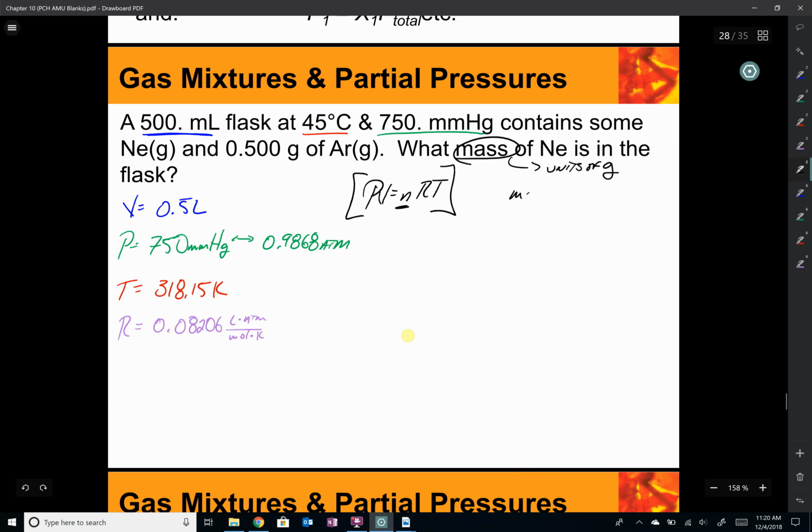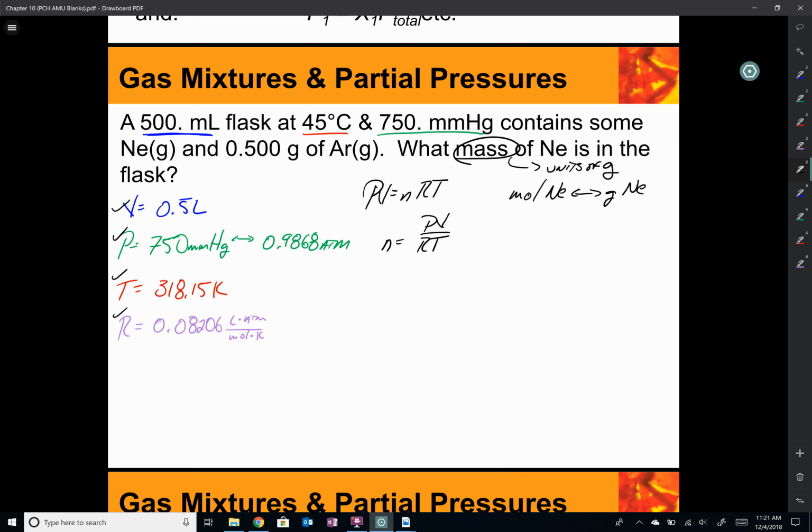So if we could figure out moles of neon, we could swap that into grams of neon. We can do mole to gram conversions, or hopefully we can at this point. So that's what we need to do. We're going to rearrange this equation to solve for n. n equals PV over RT. Do we have a value of P? Yes, we do. Do we have a value of V? Yes, we do. Temperature and R, so we can solve for n. But here's where we need to pause.